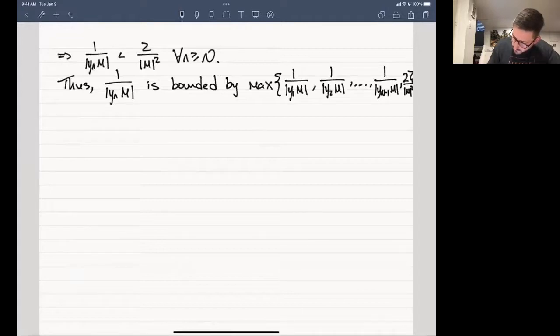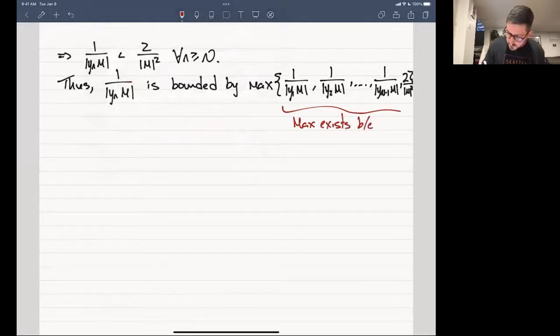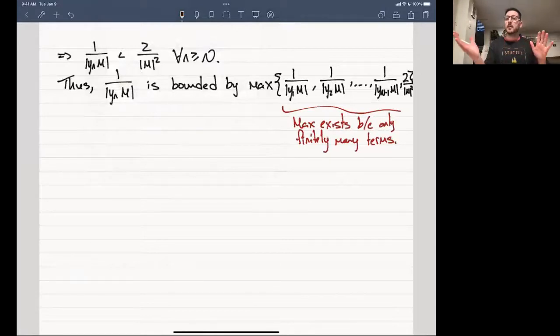I apologize for having to squeeze that in there, but there are only finitely many terms here. So the max exists because there are only finitely many terms. Again, think of my analogy. There's 10 of us or something like that in the room, then somebody's got to be the oldest, right? There has to be an actual maximum. But that shows that it's bounded, and now all the dominoes fall, right?